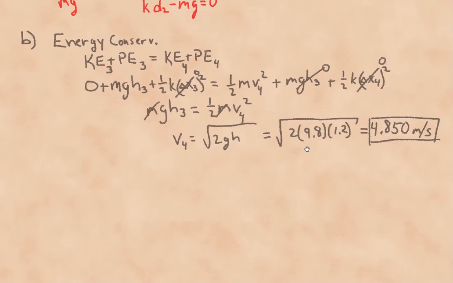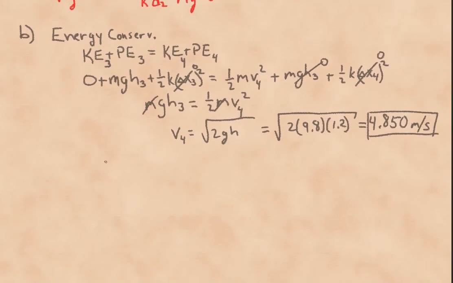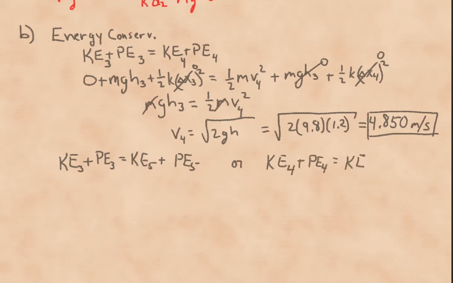Again, I want to find the maximum compression of the spring. So I could do energy conservation between positions 3 and 5, or I could do energy conservation between positions 4 and 5. They'll both give you the same answer. I'm going to pick the first one, go from position 3 to position 5.